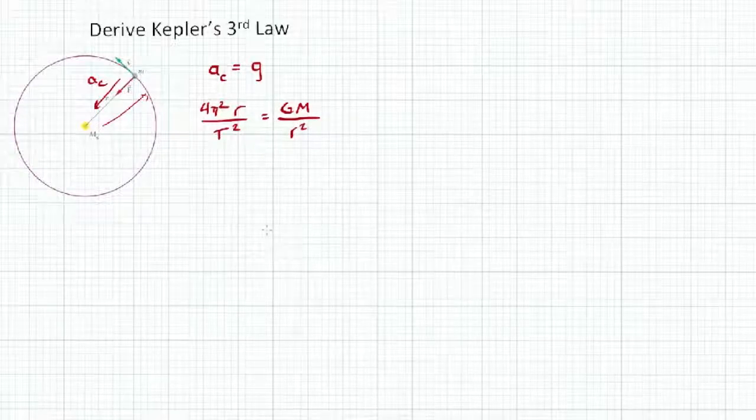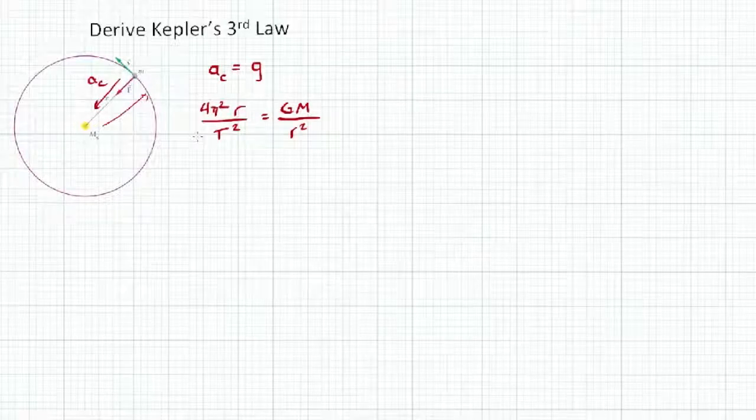This equation right here we have been using the past few days. Well, since the gravity that it's experiencing is a centripetal acceleration, we can set those two equal to each other. And now we can develop a relationship between time to go around the sun and distance from it. Now again, remember, this r can be thought of as a, or the semi-major axis in an ellipse. So let's just simply rearrange this and put it in terms of t and r.